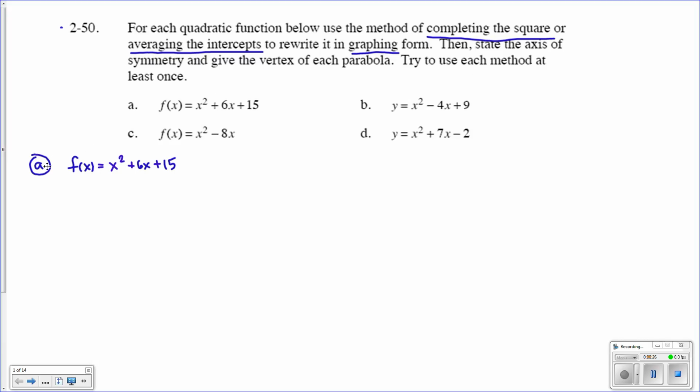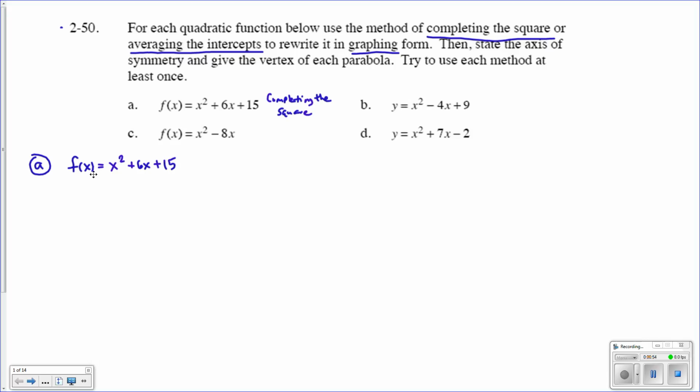Well, the first one, letter A, I have f of x equals x squared plus 6x plus 15. Now, if you go and try to factor this, you'll realize that it does not factor. So what I'm going to use on this problem is the method of completing the square. So we're going to look at that here.